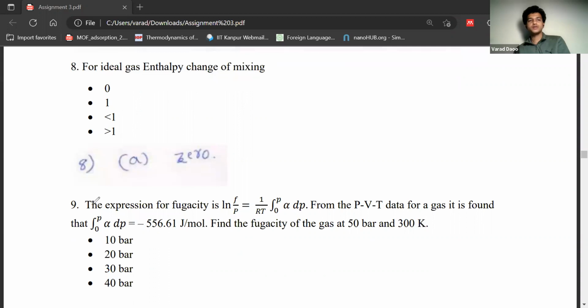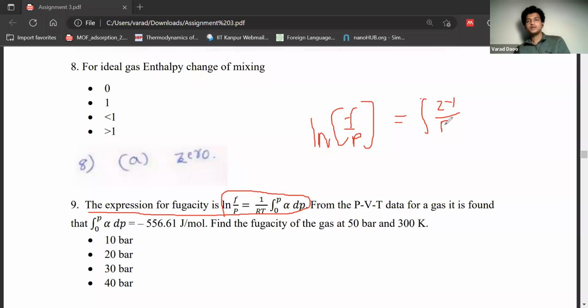The next question is also a trivial one. The expression for fugacity. Okay, this they have given, and this is nothing but the earlier expression, ln f by p equals integral of (z minus 1) by p dp. So if you put in the value of z and simplify it, you will get this expression. Where alpha is given, and then from PVT data for the gas, this integral they have already given.